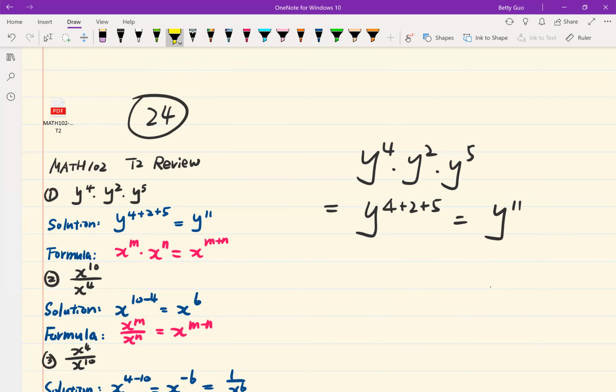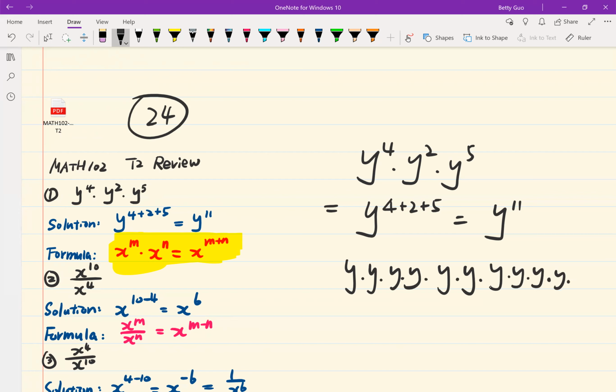We applied the product rule here. Multiply 2 powers with the same base. We keep the base, add their exponents. Because y to the power 4 is y times y times y times y. Y squared is 2 y's. Y to the power 5 is 1, 2, 3, 4, 5. So if you count the total number of y's in the product, that is 11.